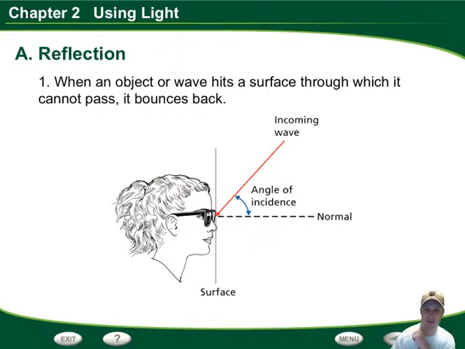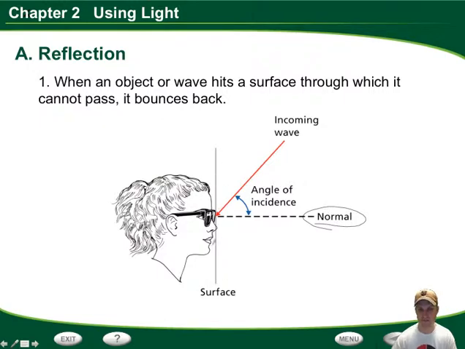Now, what's important to understand as we look here is that we're going to have a variety of different terms to understand. There's actually this one little dotted line right here. We always call this the normal. Besides the normal, sometimes they'll also refer to this as the optical axis on a mirror. But it's just this line that's perpendicular to the surface.